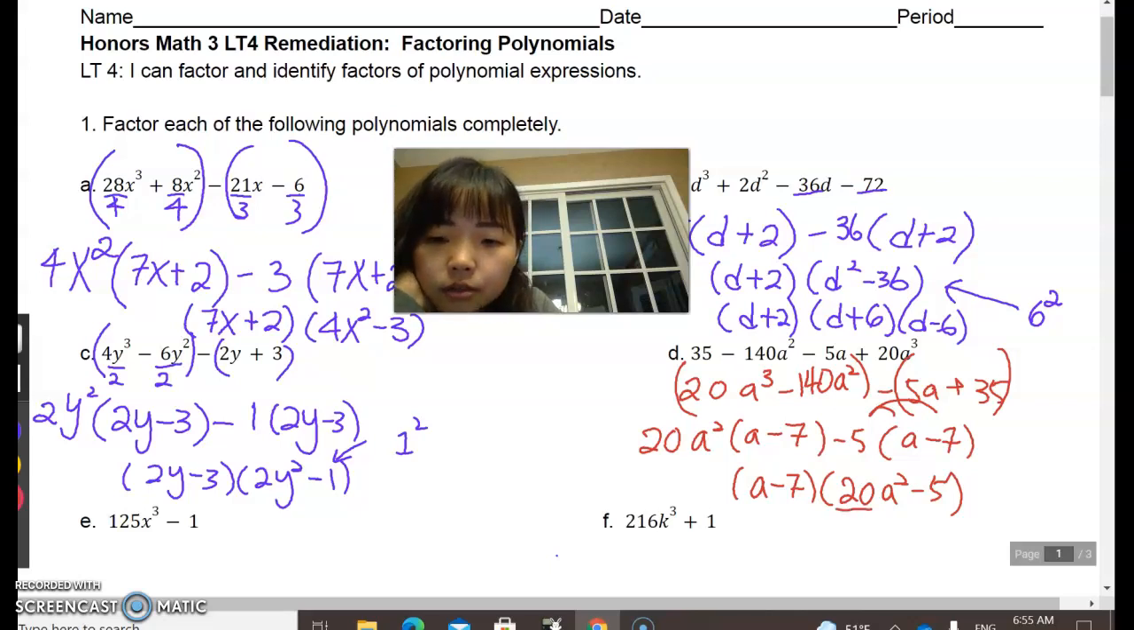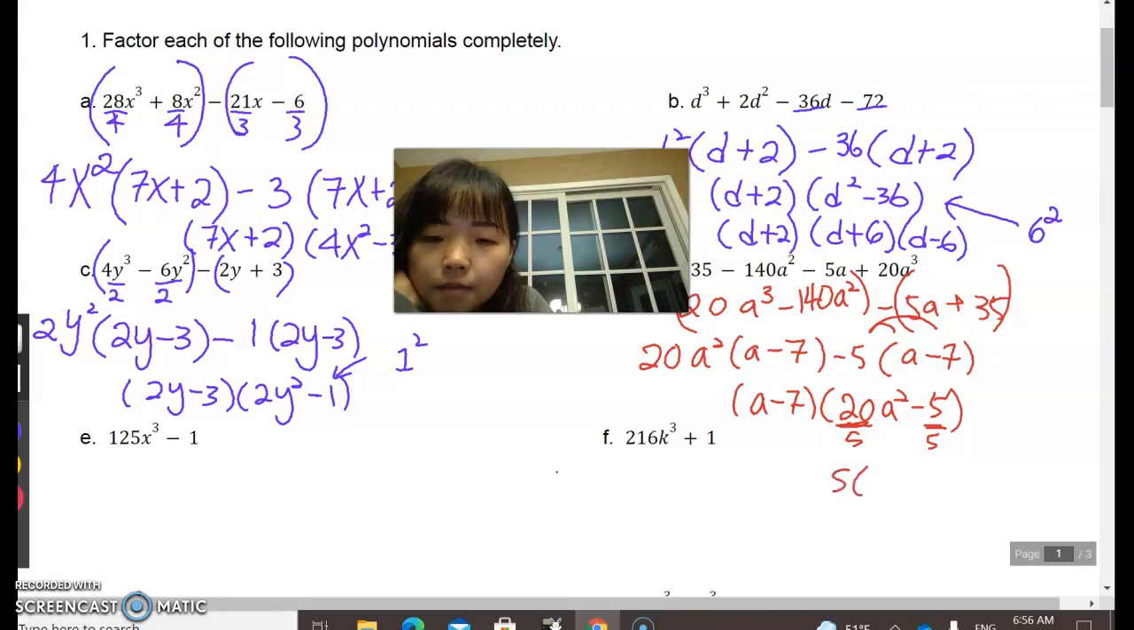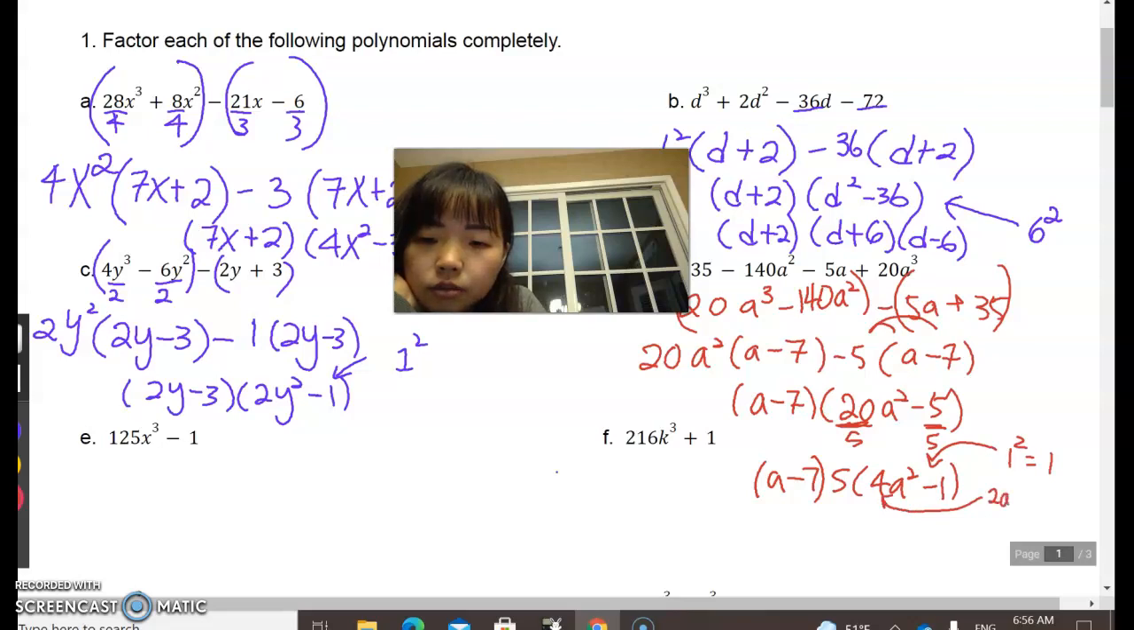Now, you cannot stop right there. You should notice that 20 and 5, I can divide both of them by 5, right? So I end with 5 out here, 4a squared minus 1, and then a minus 7. Oh no, look, this is a difference of squares, because 1 squared is 1, and 2a squared is 4a squared. So then a minus 7 stays, 5 stays, but right there becomes 2a plus 1, 2a minus 1.